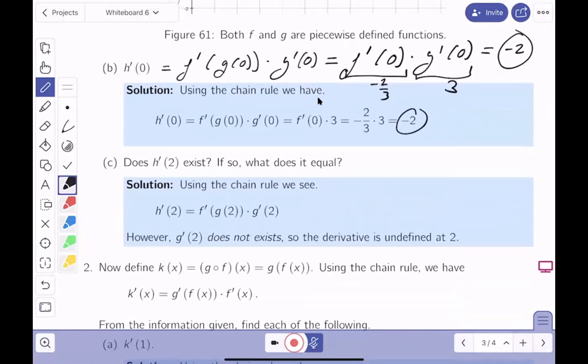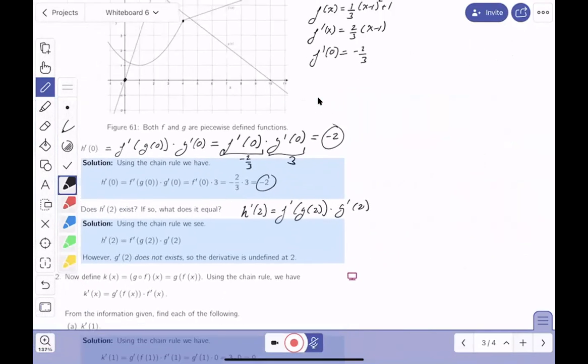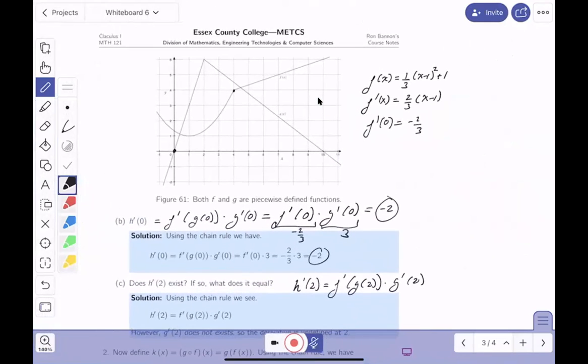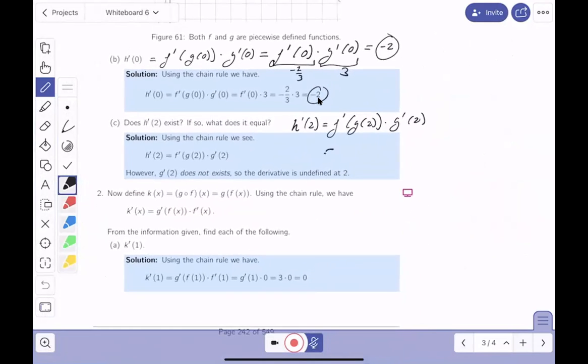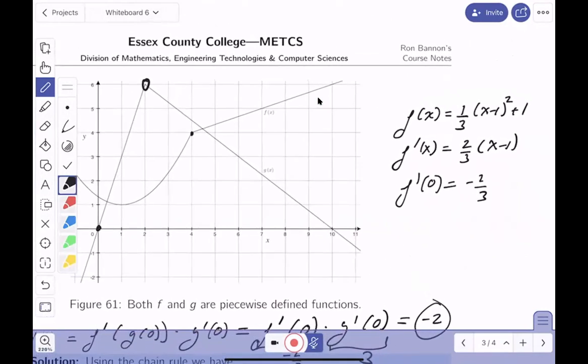All right, let's see if we can do this one over here. And by the way, I know it's difficult, but I got to write it down. What's h prime at 2? It's going to be f prime of g of 2 times g prime at 2. One thing at a time. Let's see if we can do g of 2. What's g of 2? It's 6. What's f prime of 6? I don't know. Let's take a look at it.